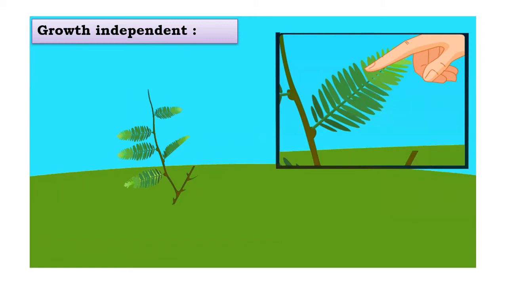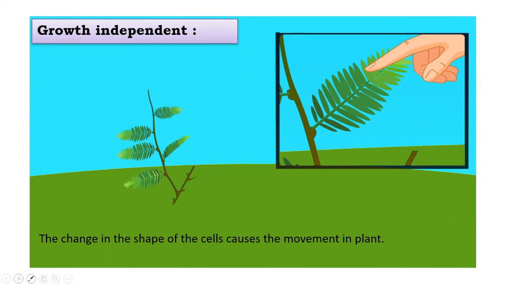Okay, so let's see. The change in the shape of the cell causes the movement in plant. Okay, now since the water was inside the cell, and the cell is now getting shrunken in size because there is no more water left inside the cell, that leads to the entire change in the shape of the leaf of the plant. Ultimately, what we can say is there is some movement.